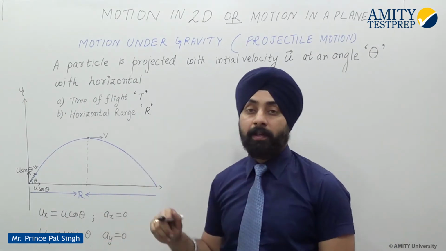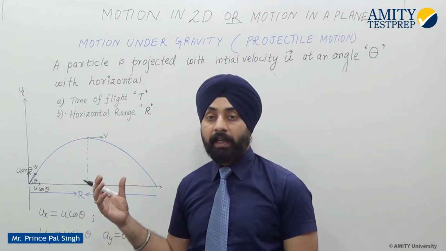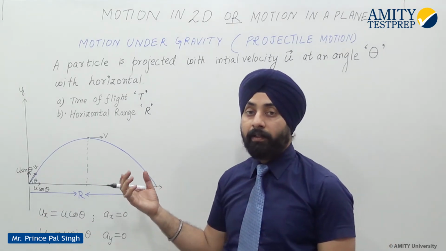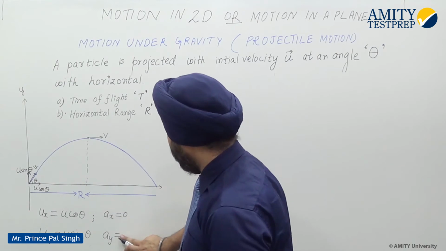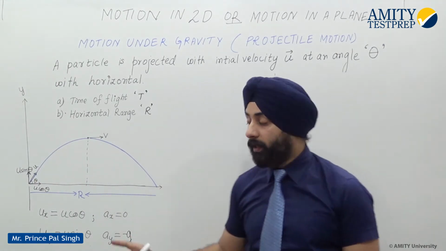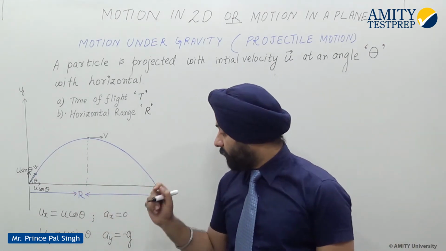The acceleration of the particle is always vertically down in this motion because the gravitational force of the earth on the particle is vertically down. So the acceleration is vertically down, so ay equals minus g here. So ax is equal to 0. There is no horizontal force along the x-axis.